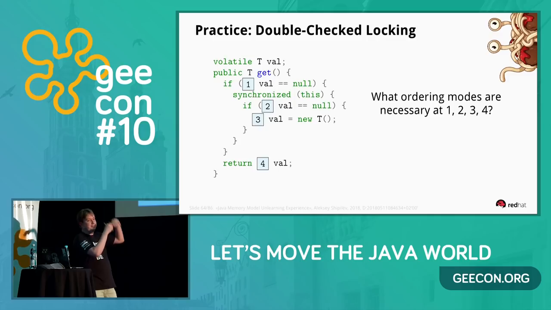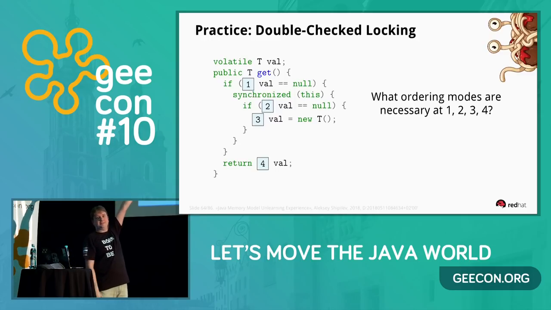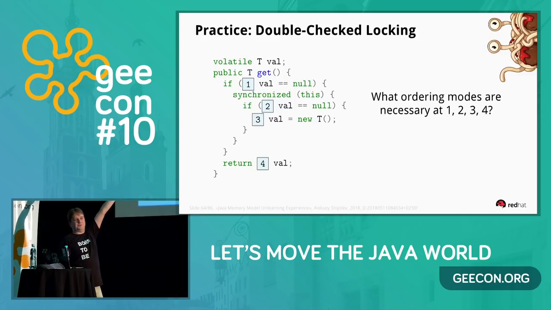Well, if I had the synchronized, which encompassed the whole method, the issue would not be there, right? If get was synchronized, synchronized gives me everything. The troublesome thing is the read of val, which is outside synchronized. So it has to be special. How special? What should it be? It's the coherence, acquire-release consensus.